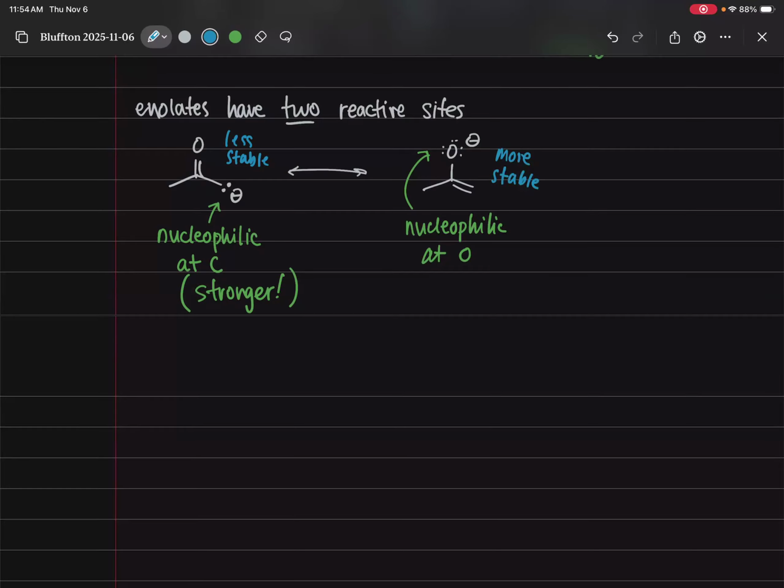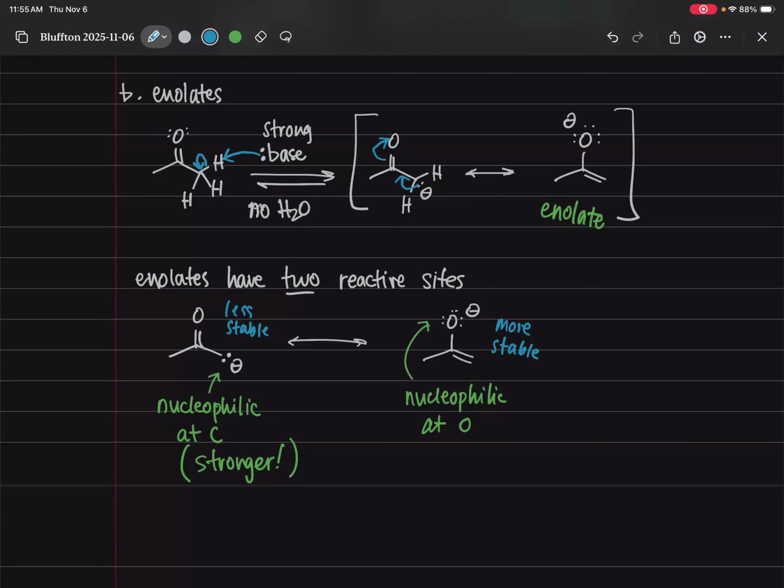That also means that this is the better resonance structure because it's more stable. And so if you were to take a picture of the molecules, I know you know that this is not how it works, but this is a greater resonance contributor, but this is the more reactive position.